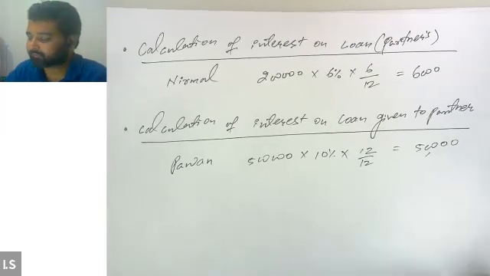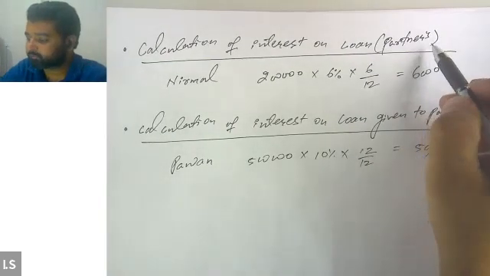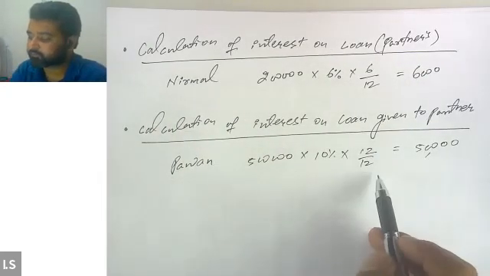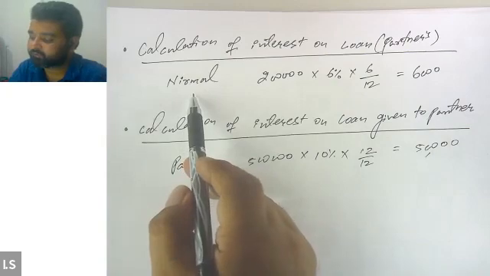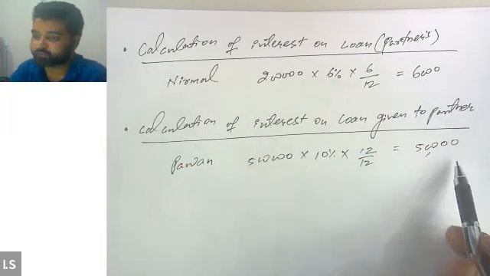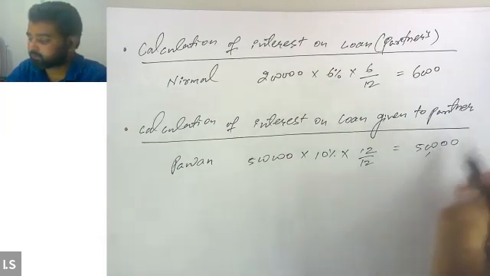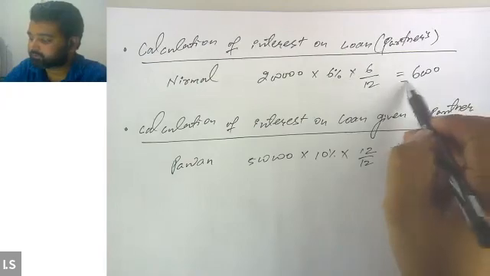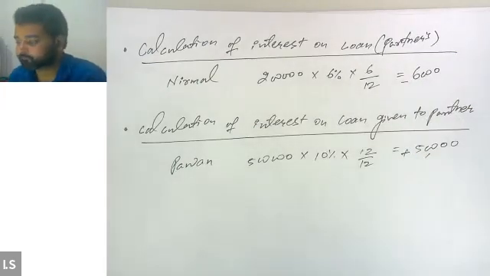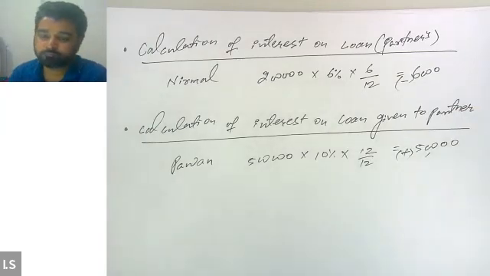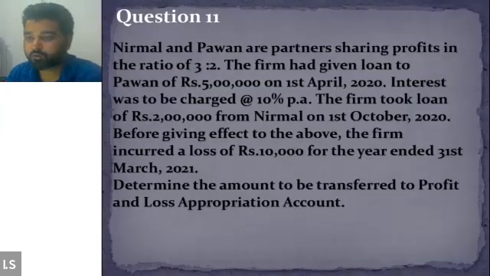Calculation of interest that will be provided to the partner, Nirmal, and that will be claimed from Pawan. To Nirmal we will be giving 6,000. From Pawan, we will be claiming 50,000. So this will be the inflow in the firm, and this will be the outflow for the firm. Tell me, guys, is this clear to all of you? Clear, sir. Yes, sir. Okay.